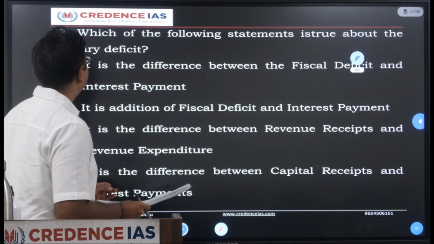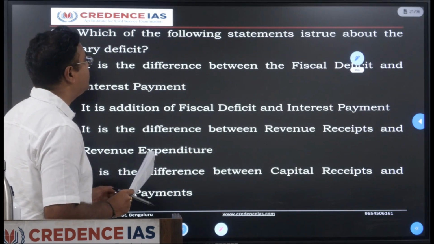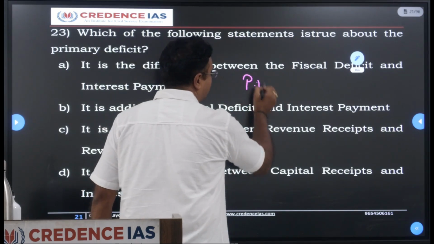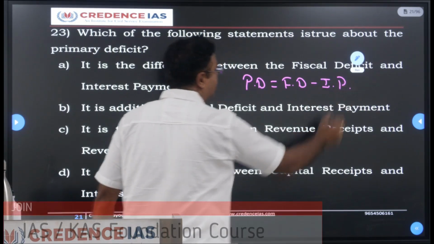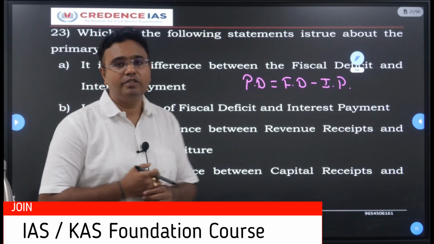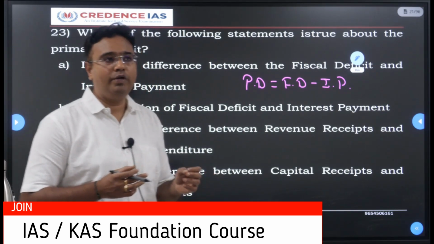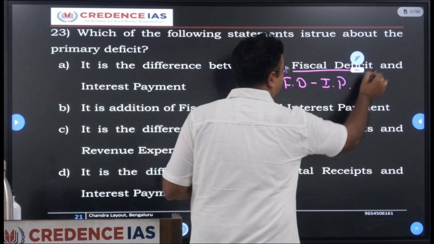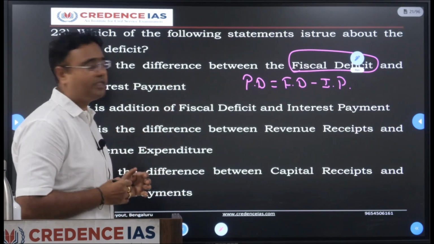Then which of the following statements is true with regard to primary deficit? What you need to understand is that there are various deficits. Primary deficit is fiscal deficit minus interest payments, right? So this is what we understand with regard to the primary deficit. Various deficits come into picture: fiscal deficit, revenue deficit, total deficit. Of them, what we majorly focus upon is the fiscal deficit and revenue deficit. Revenue deficit is more or less not required now, only the fiscal deficit is the major criterion.